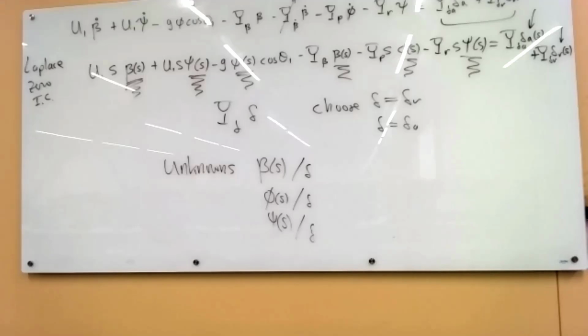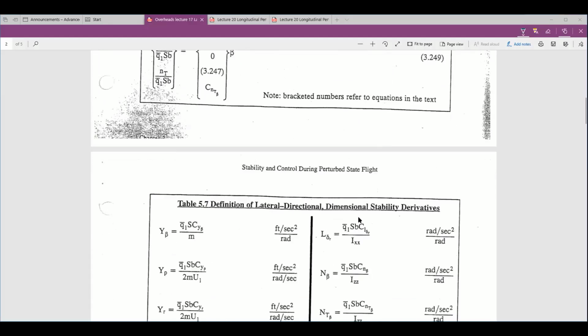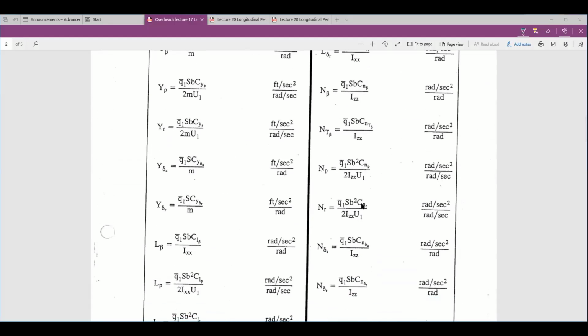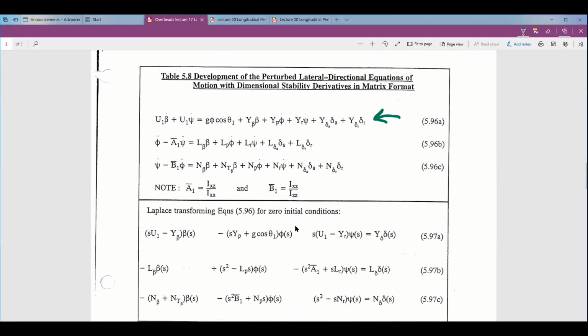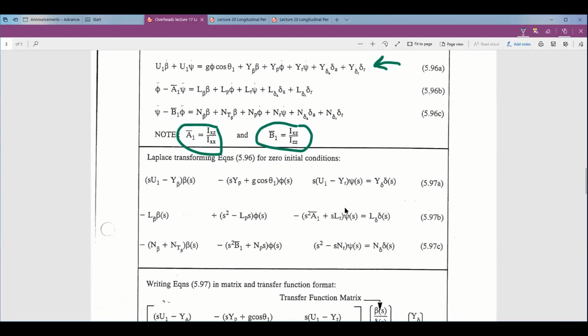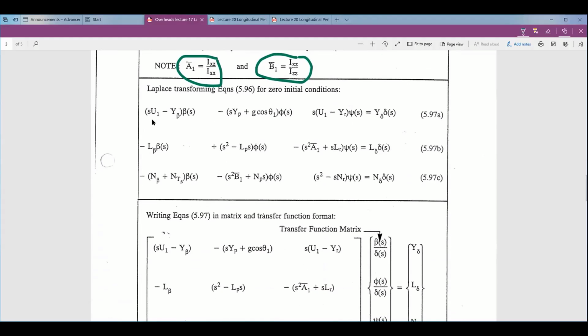So back to your handout. There's the dimensional derivatives. You've seen those. There's the three equations. We did the top one. Notice that he defines some additional parameters here. A1 bar and B1 bar are these inertia ratios. So if you see those in the equations, that's where you find out what they are. This is the equation we Laplaced. You do the same thing for the other two.